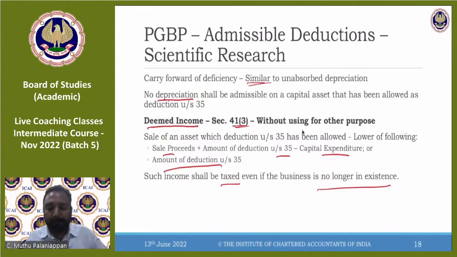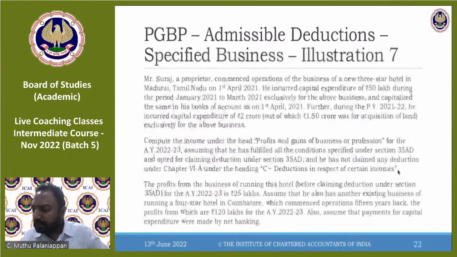Okay, and then please explain illustration 8 again. Before that, there's one more question. Madhuri wants to know, how can we set off loss of hotel? Which illustration was that hotel?